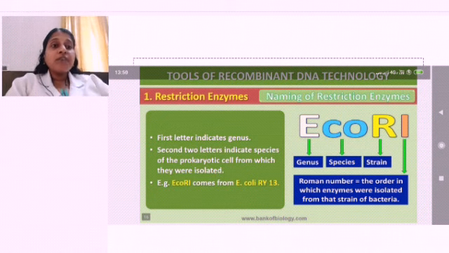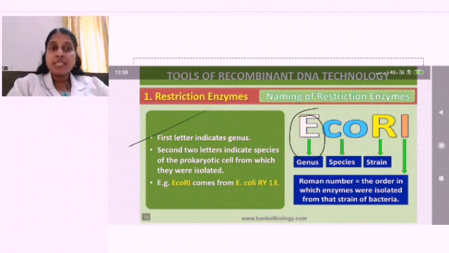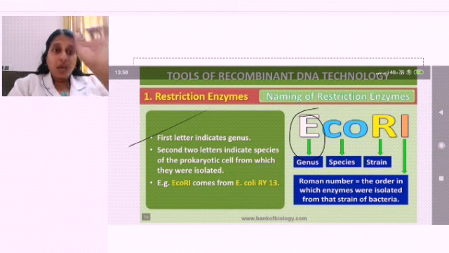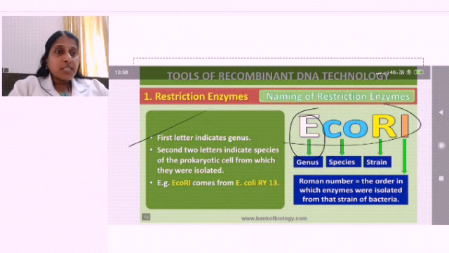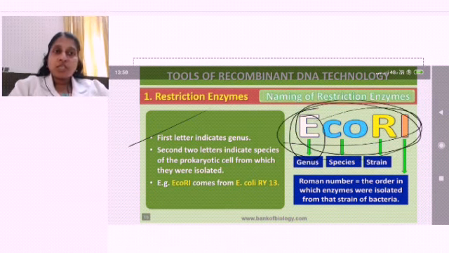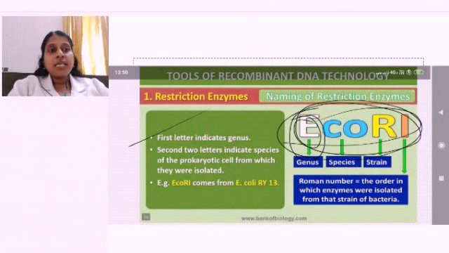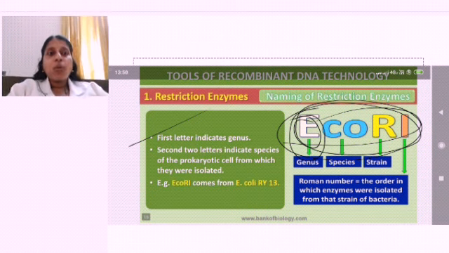Okay. The first letter will indicate the genus. In this, the first letter is E. As an example for the naming of restriction enzymes, we are going to take EcoRI, which we are going to discuss. Okay. So this is a restriction enzyme. EcoRI is a restriction enzyme. The first letter indicates the genus. E is what? It is the genus. What do you mean by genus?